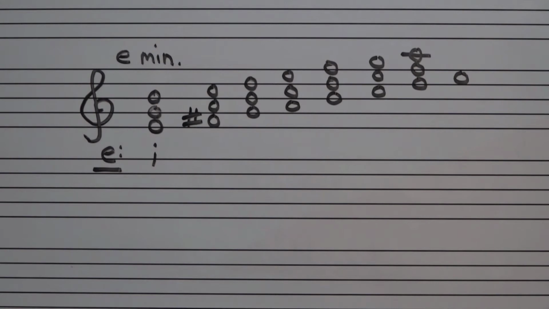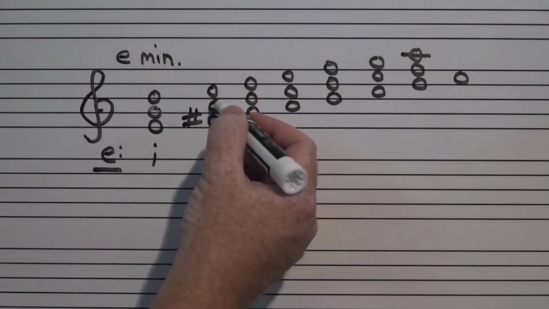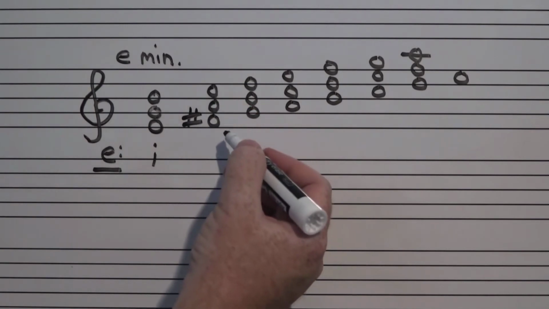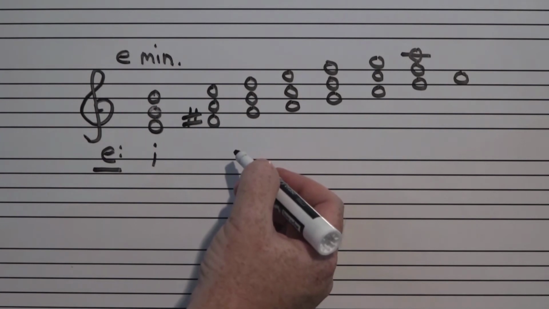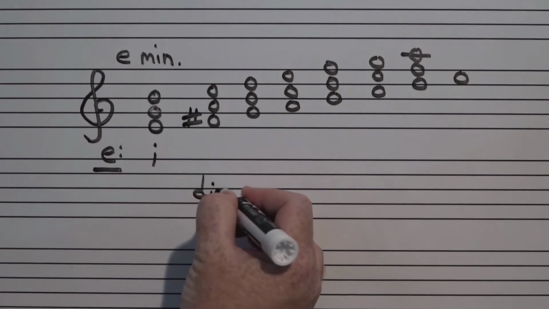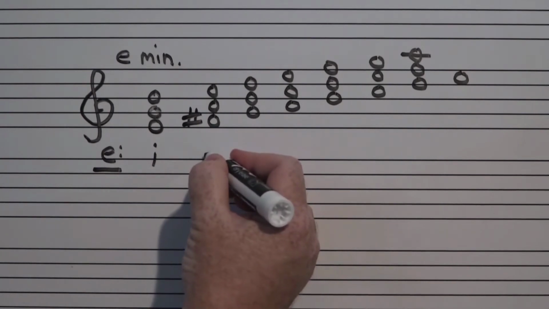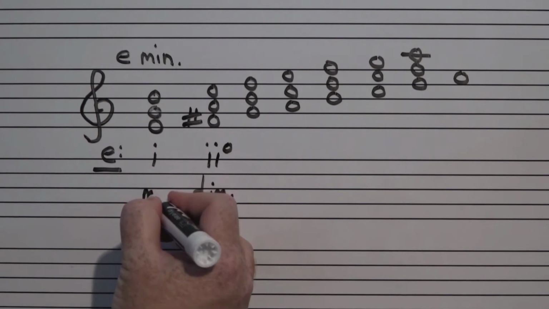Scale degree 2, F sharp, A, and C. Well, F sharp major would have an A sharp and a C sharp. Notice the third and the fifth have been lowered. This is diminished. Scale degree 2 is diminished.